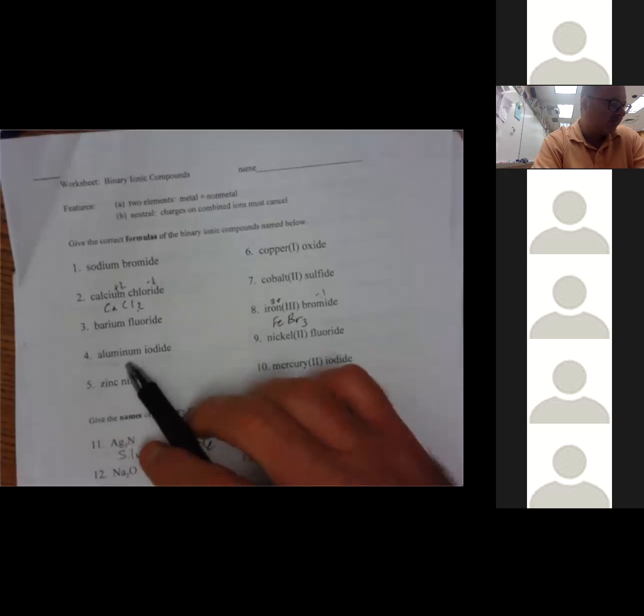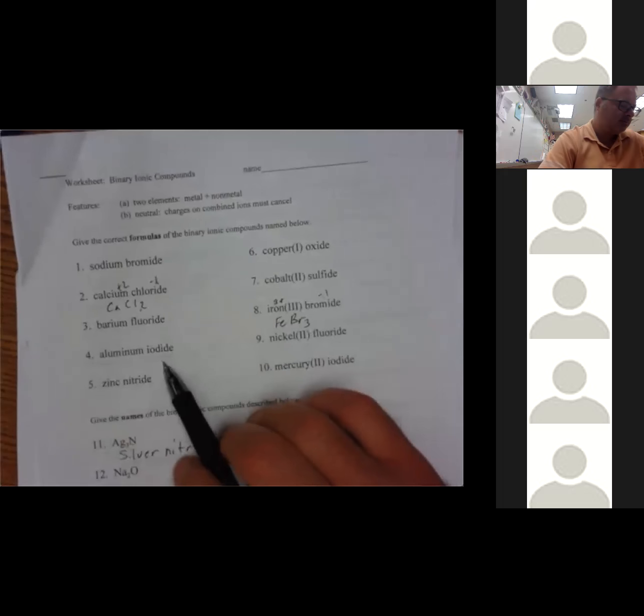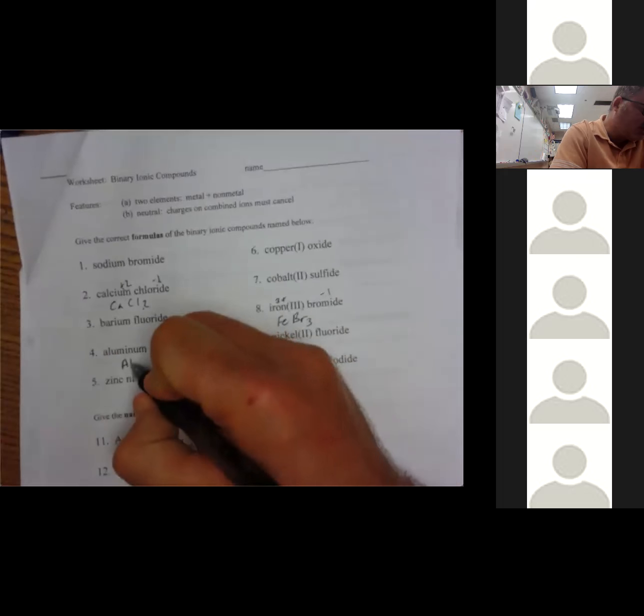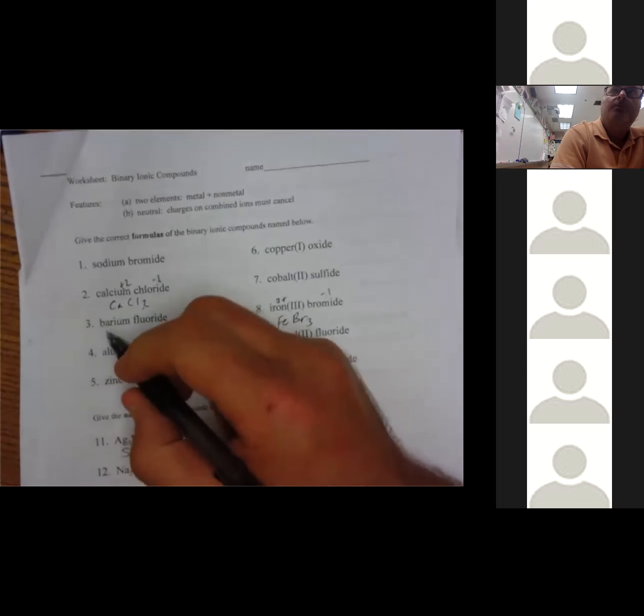There are basically 5 different types of questions. So if we take a look here, we have aluminum iodide. So we know aluminum does not have a Roman numeral because it is in group 1A, 2A, silver, zinc, or aluminum. Iodide is I. The charge of aluminum is 3 positive by looking on our periodic table. The charge of iodine is 1 negative by looking on our periodic table.